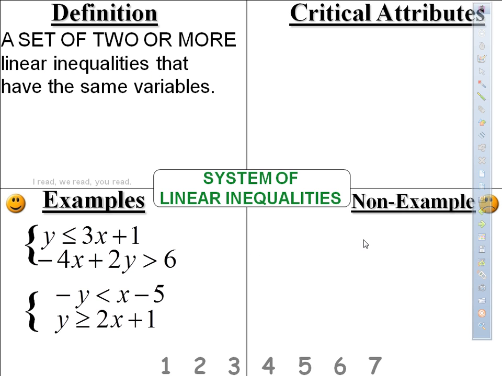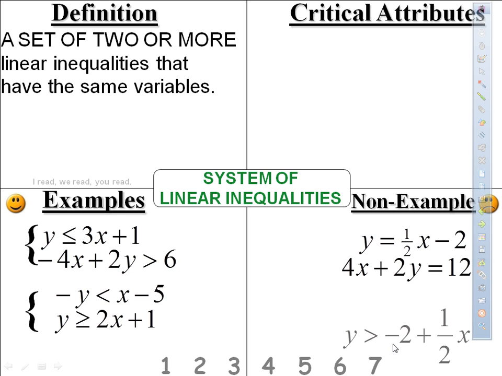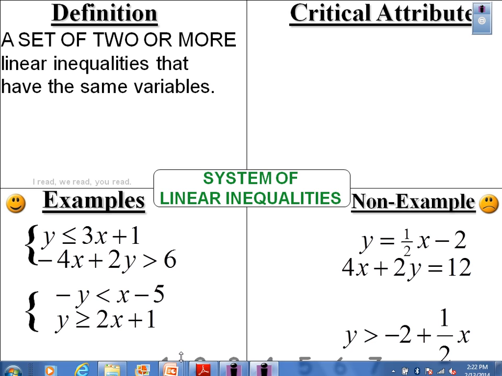Let me show you a non-example. The non-example is y equals 1/2 x minus 2 and 4x plus 2y equals 12. This is a non-example. Let me show you another one: y greater than negative 2 plus 1/2 x. So, copy those, please.